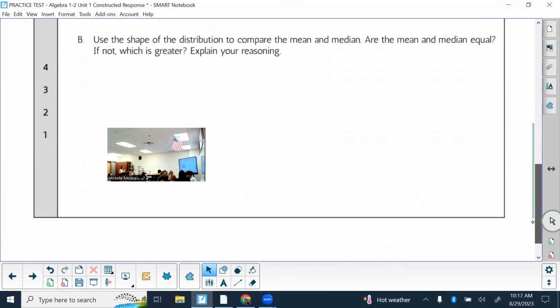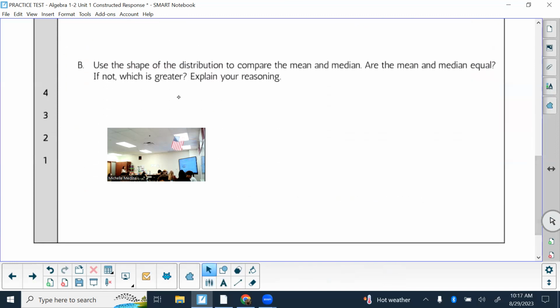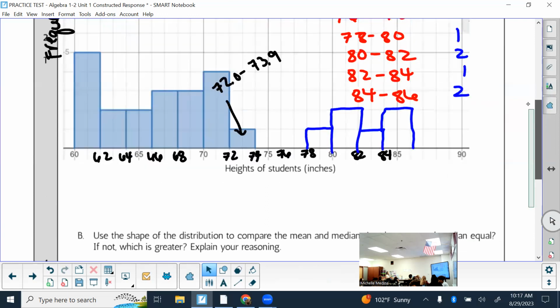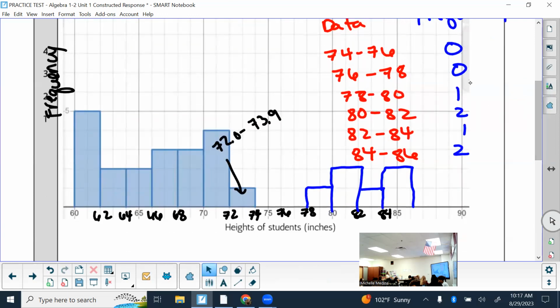All right, and then for the rest of this one, by the way, it says use the shape of the distribution to compare the mean and the median. Are they equal? If not, which is greater? So what do you think? Are the mean and median equal based off of this histogram? They're not. How do you know?